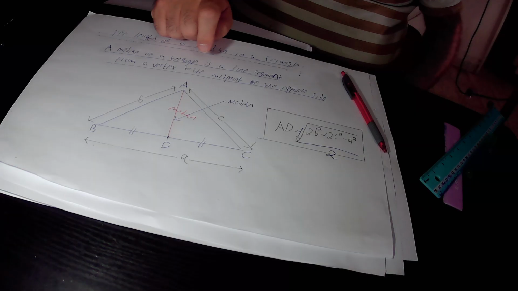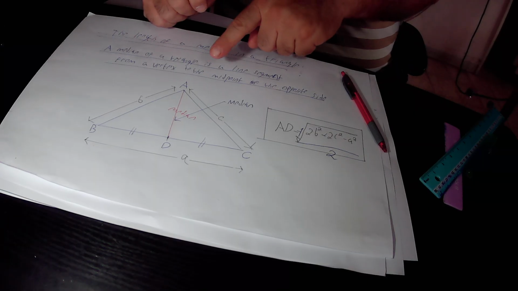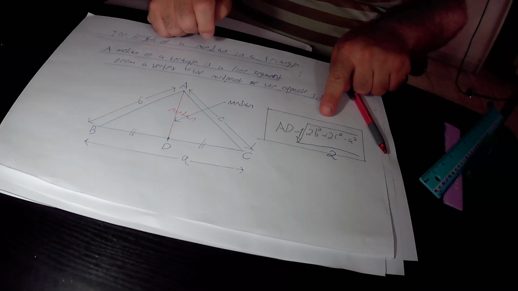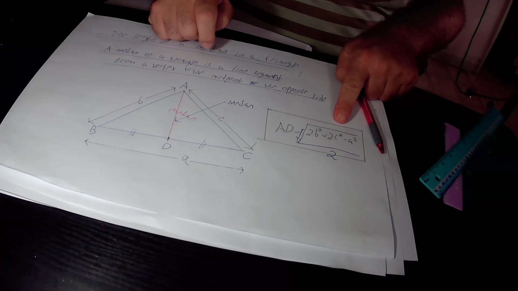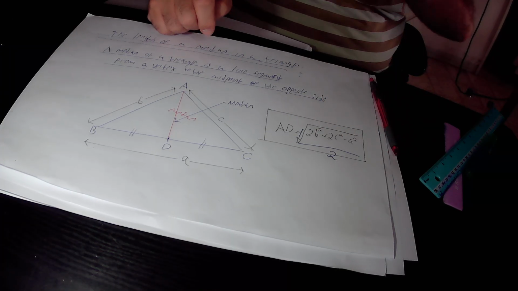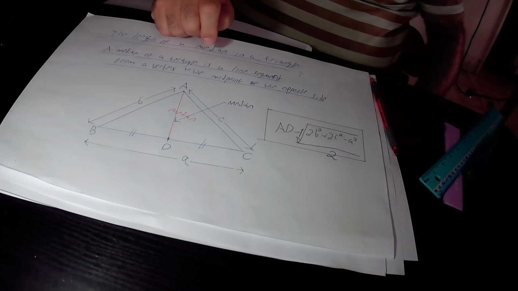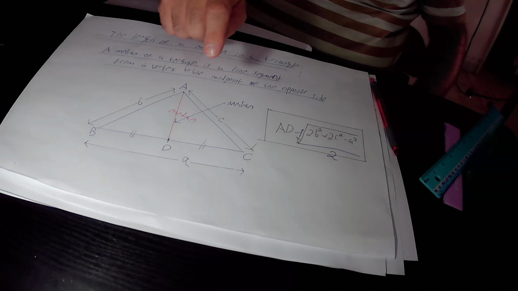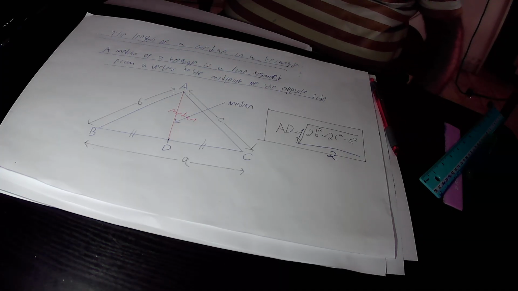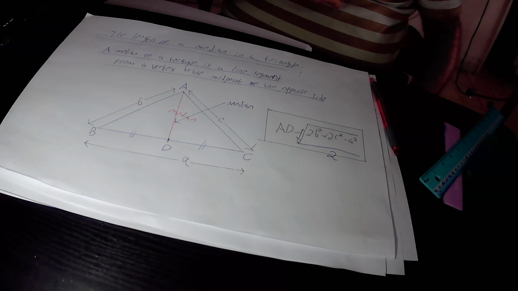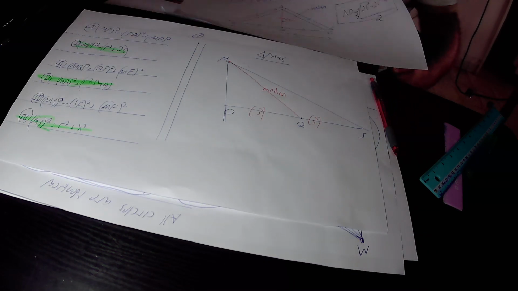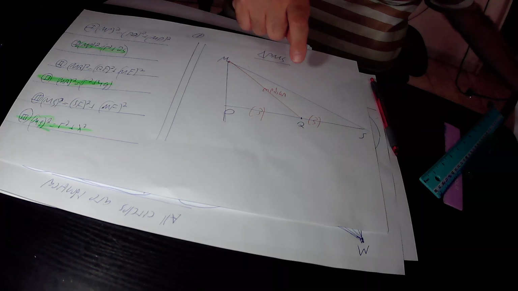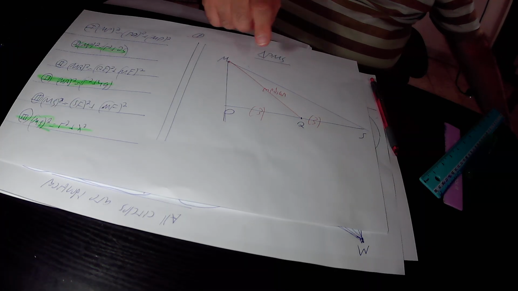According to the new formula, the length of the median AD is equal to the square root of (2b squared plus 2c squared minus a squared) over 2. Again, the length of the median AD is equal to the square root of (2b squared plus 2c squared minus a squared) over 2. Actually, you can implement the new formula in order to find out the length of the median MQ in this triangle MPS.